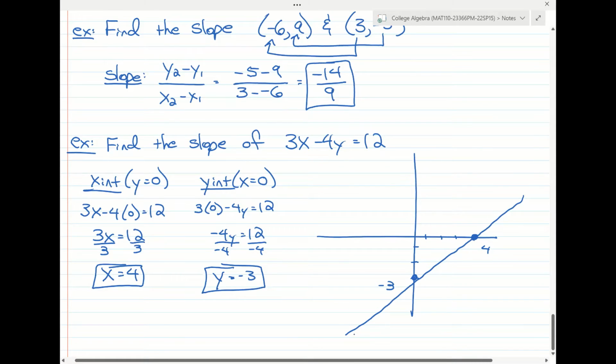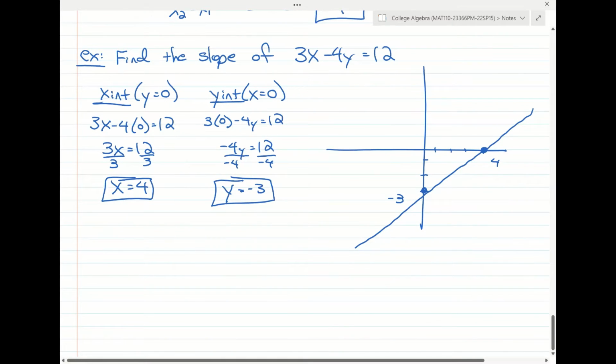We get a line that looks like this. I didn't ask you to graph it, I asked you to find the slope. So what you do is you start at one point, it doesn't matter where it is. Start at this point, and we want to go to the other one. So it looks like to go to the other one, I have to go down 1, 2, 3. And to the left, 4.